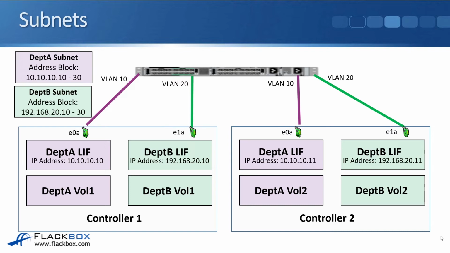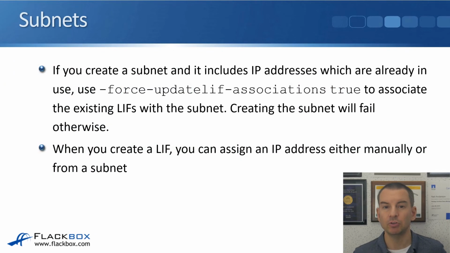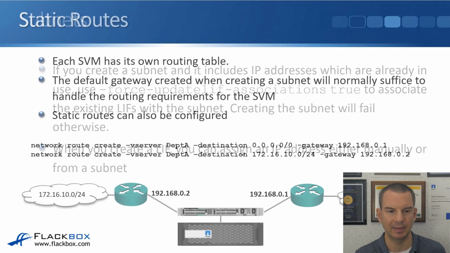And it is recommended to use subnets because when we do this, we're less likely to make a mistake or a typo when we are specifying the IP address. If you create a subnet and it includes IP addresses which are already in use, so they've already been manually put on a LIF, then use the force update LIF associations field to associate the existing LIFs with the subnet. If you don't do that, then when you try to create the subnet, the ONTAP system will give you back an error saying you can't create that pool because there's already an IP address in use from that range of addresses. And when you create a LIF, you can assign an IP address either manually or from a subnet. Again, it's recommended to use the subnet because it's more convenient, less likely to get mistakes.